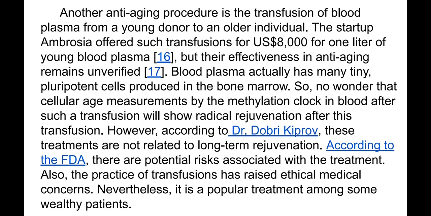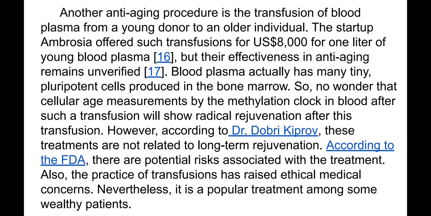Another anti-aging procedure is the transfusion of blood plasma from a young donor to an older individual. The startup Ambrosia offered such transfusion for $8,000 American per 1 liter of young blood plasma, but the effectiveness in anti-aging remains unverified. Blood plasma actually has many tiny pluripotent cells, stem cells, produced in the bone marrow. Normally our blood has a lot of stem cells, produced in bone marrow.